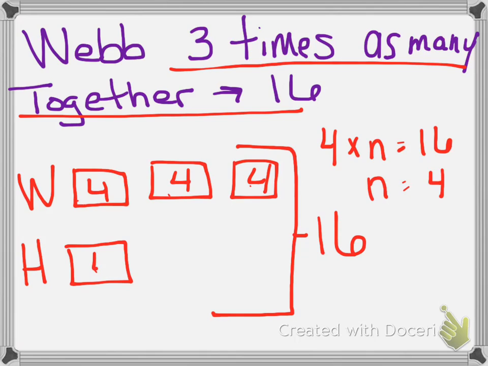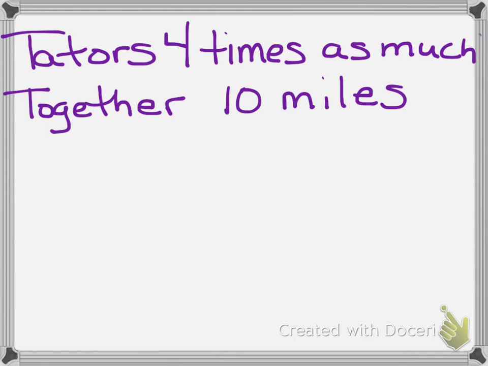From there, I could ask different questions. How many students does Mrs. Webb have in her group? Well, 4 plus 4 plus 4, or 4 times 3, is 12. Well, how many students does Mrs. Hafner have? She only has 4 in her group. Okay, so that's one example where they give you the together and where you would start out putting that with your bracket. Here's another example.